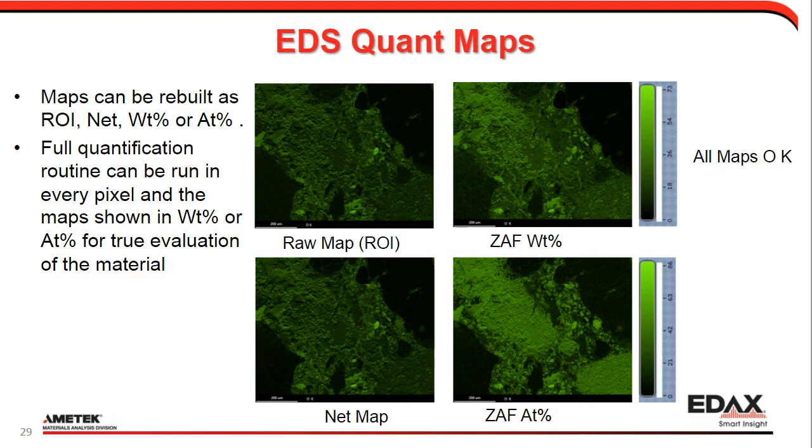For quant maps, a full quantification routine will be run in every pixel, and the maps are shown in weight percentage or atomic percentage. With the scales to the right of the quant maps, you can estimate the concentration based on color intensity.